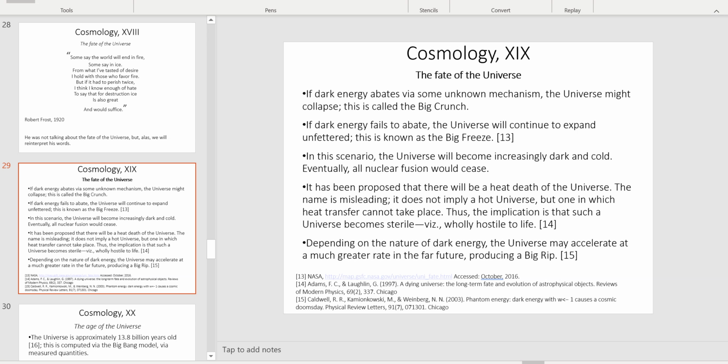If dark energy fails to abate, if it just continues or the effects get more severe, then the universe will continue to expand forever, and this is known as the big freeze. Because as the universe expands forever, it will just become very cold. Remember, as the universe expands, it cools. Eventually, all nuclear fusion would cease because there wouldn't be enough fuel, so to speak, for nuclear fusion. We wouldn't have stars. We would just have dilute gas and black holes, and then eventually all of the gas presumably would fall into black holes.